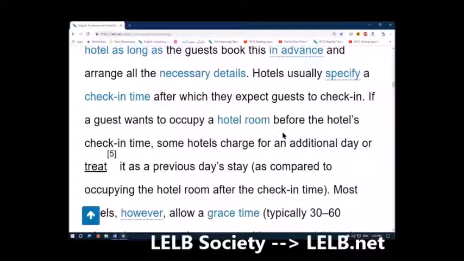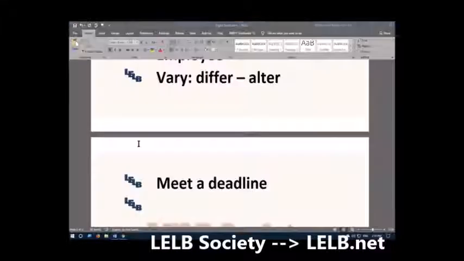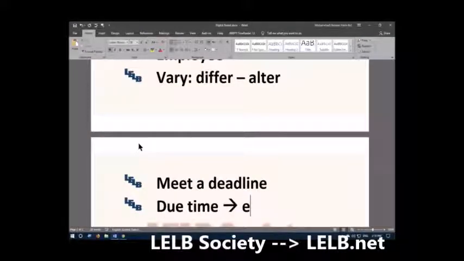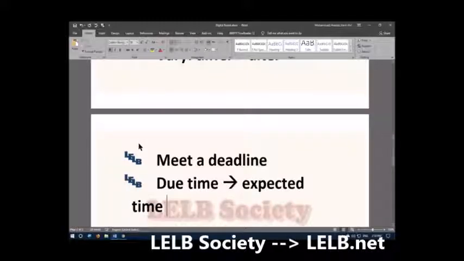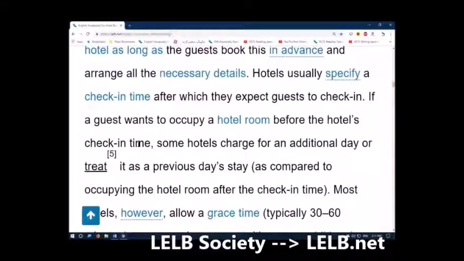So, if a guest wants to occupy a hotel room before the hotel check-in time, so if you want to check in before the expected time, let's say due time or expected time, okay, you need to give some extra money according to this passage. Some hotels charge, it means ask for some money for an additional day, or consider it as a previous day's stay as compared to occupying the hotel room after the check-in time.